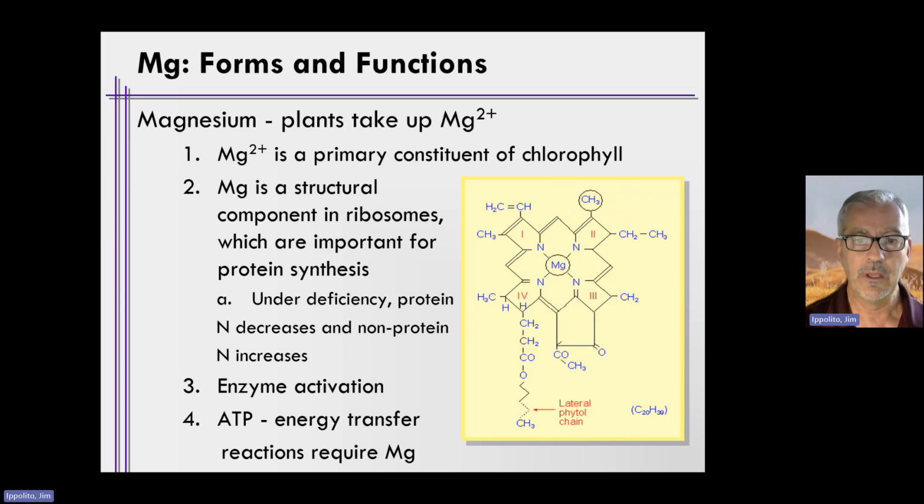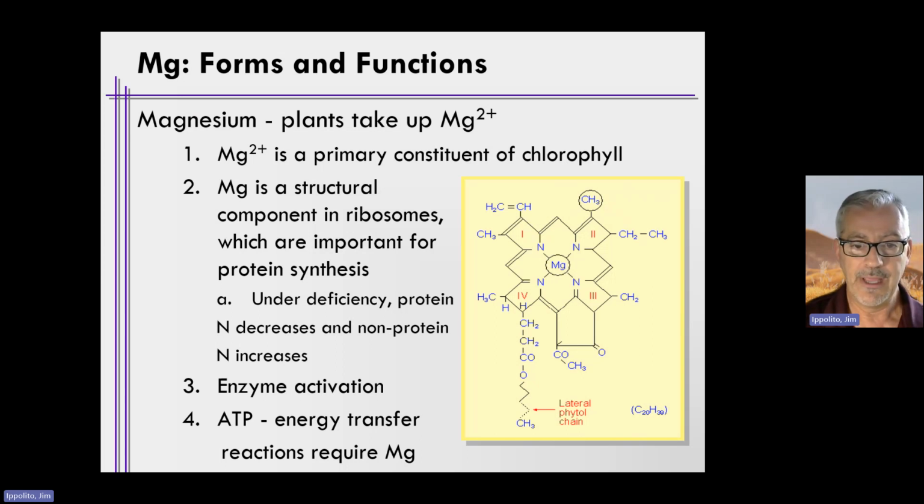Magnesium also plays a role in ribosomes. And if you remember what ribosomes do, they are important for protein synthesis. And so when magnesium is lacking, protein development basically is lacking, i.e., the amount of nitrogen in protein decreases and non-protein nitrogen within the plant increases. The plant basically does not shuffle enough nitrogen over to create proteins. And this is an issue because we know proteins are necessary for a number of different factors within plants, for example, transport of nutrients across membranes.